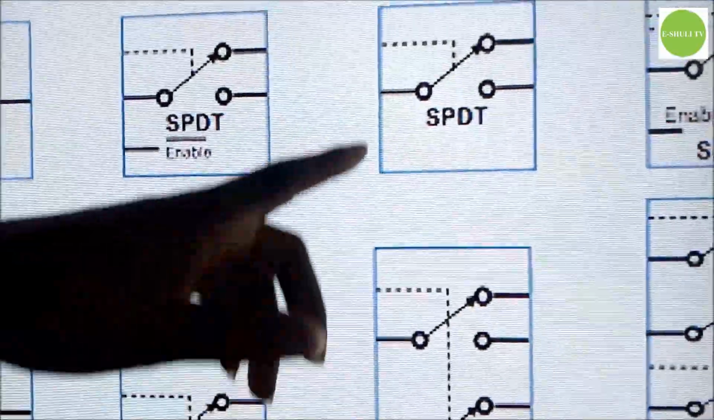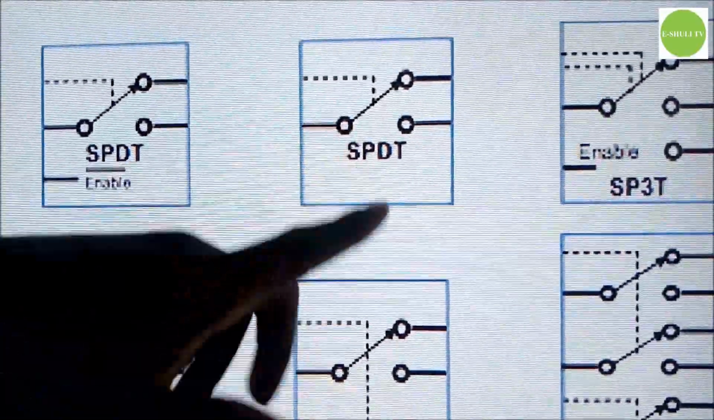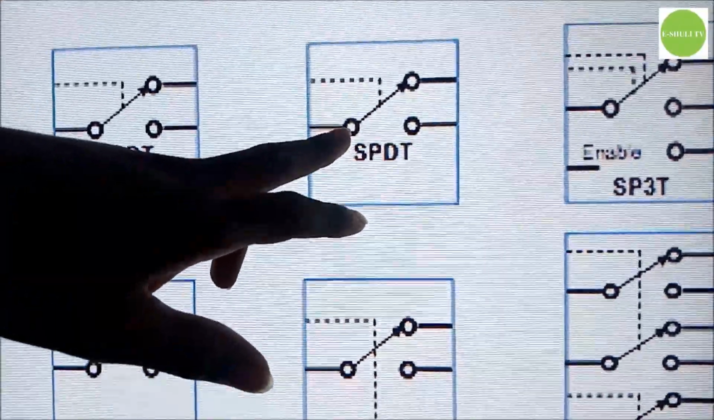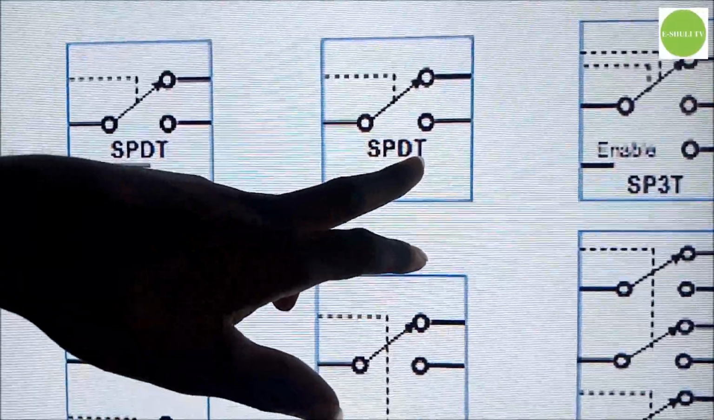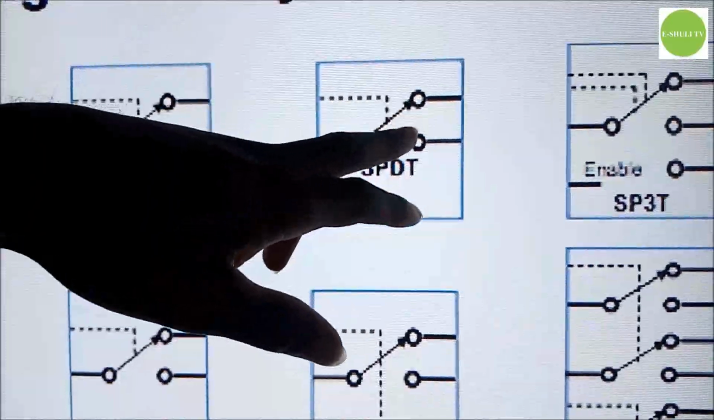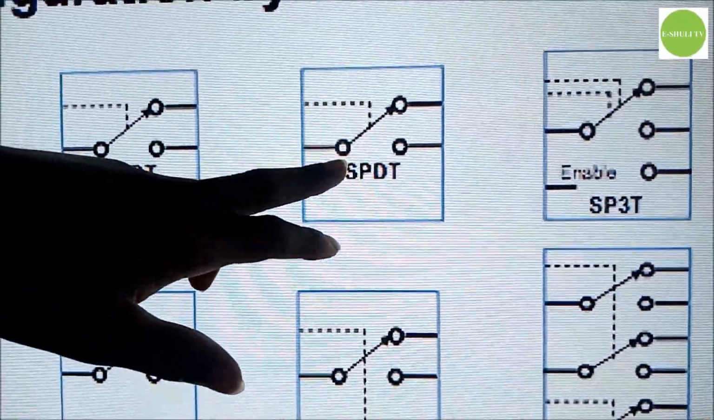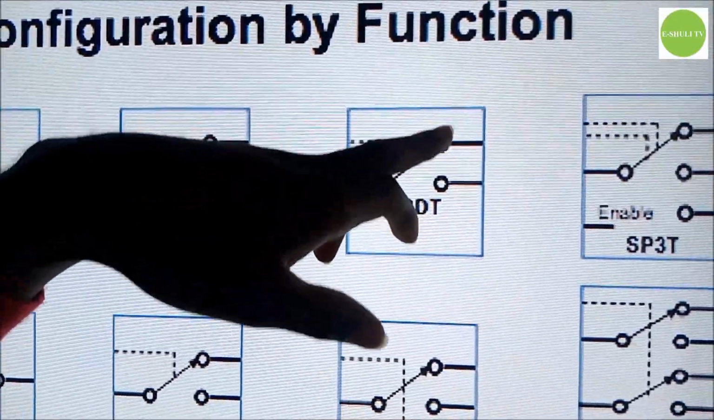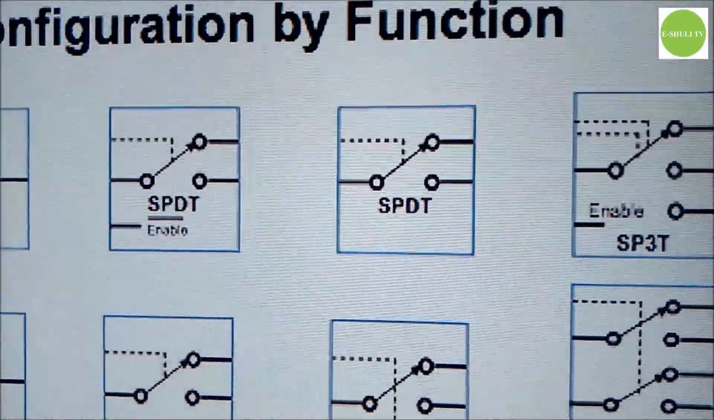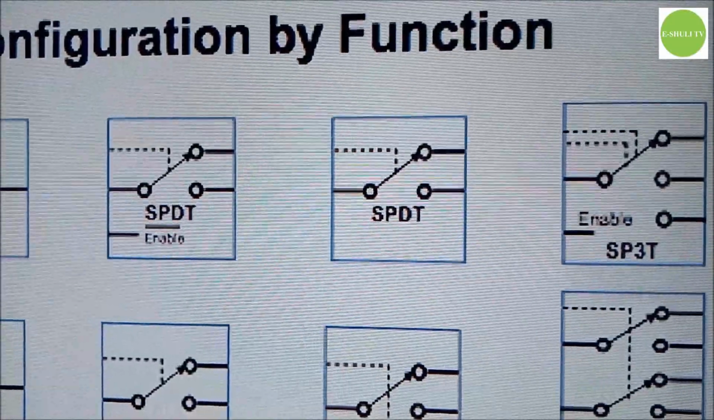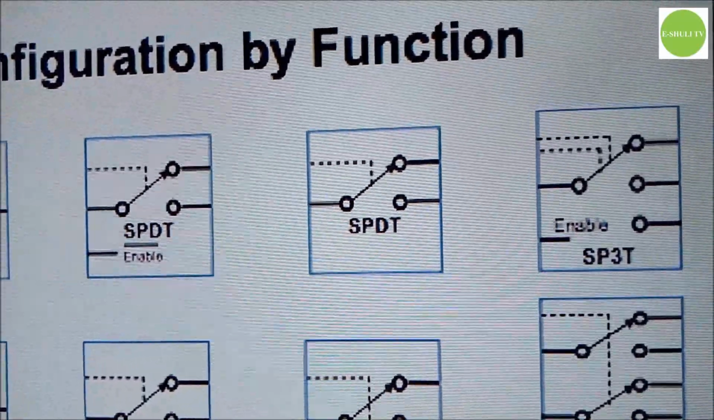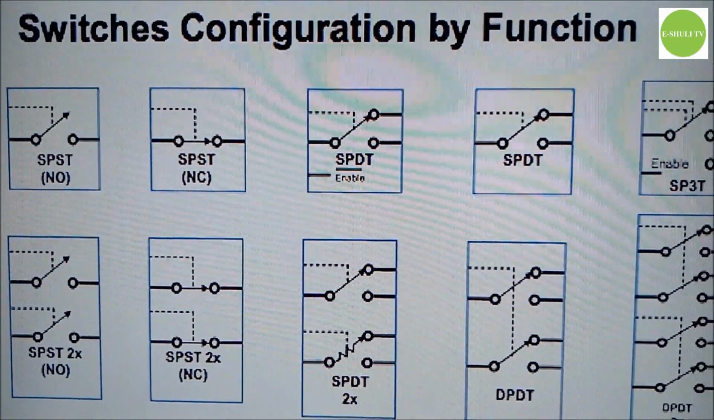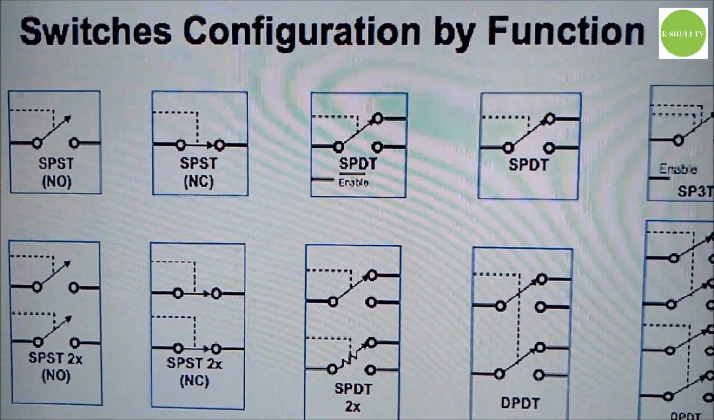The same as the next function, where we have a single pole double throw, a function of a switch with a single pole and 2 positions on the output. As you see, this is the switch configuration by functions.